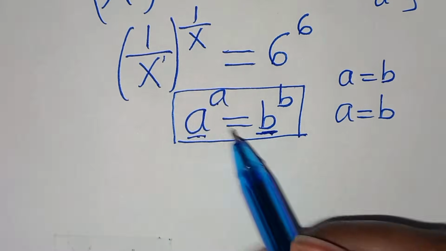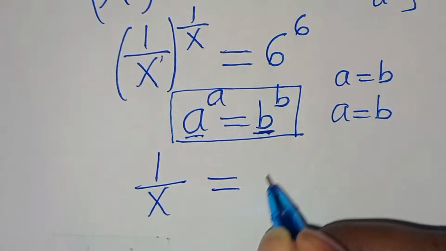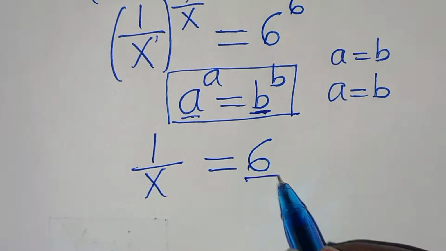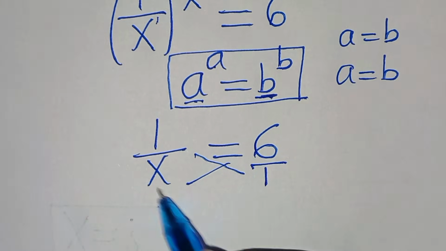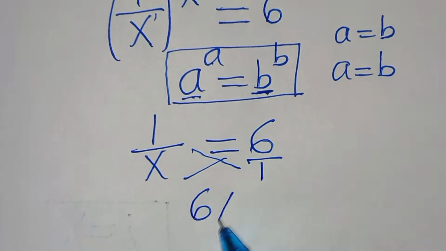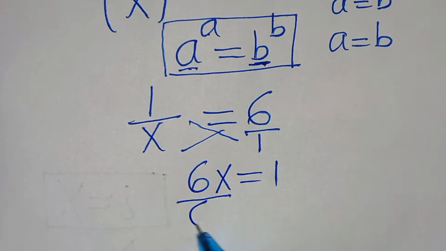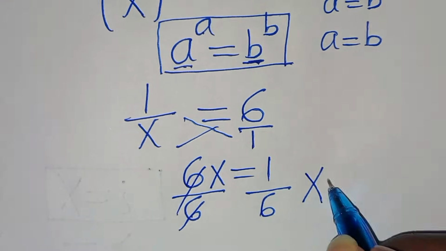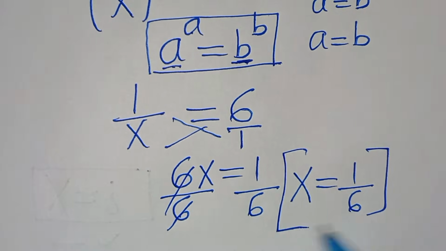This means that from what we have here, 1 over x, this is equal to 6. So to solve for x here, 6 is a whole number, so we can cross multiply from here so that we have x times 6. So this is 6x. This is equal to 1. So let's divide both sides by 6 so that now the value of x here is equal to 1 over 6. So this is the value of x.